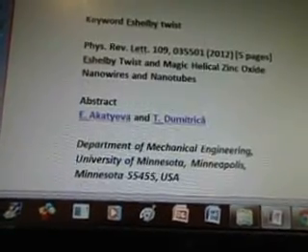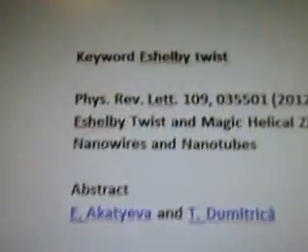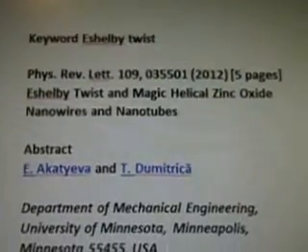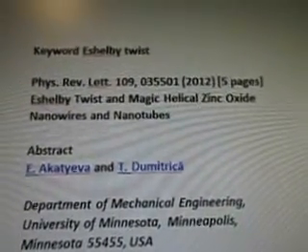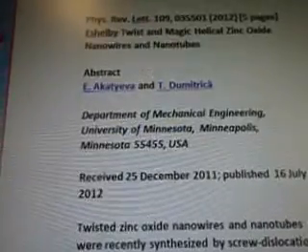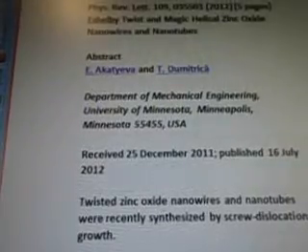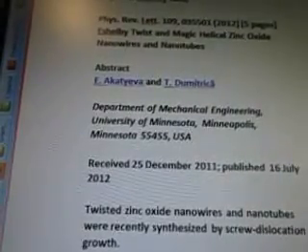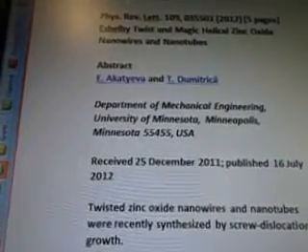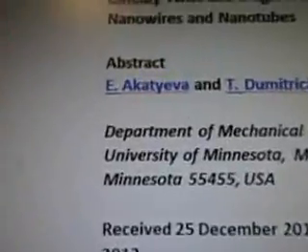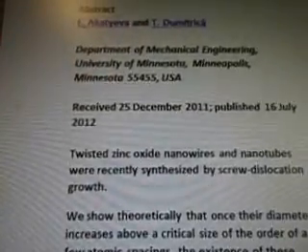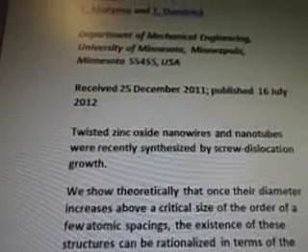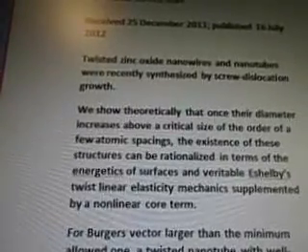Keyword is Eshelby twist. So I found this: Eshelby twisted magic helical zinc oxide nanowires and nanotubes. From 2012. Brand new. Abstract. Actually, well, that's brand new for me because some of the stuff I get is from the 17th century, so anything that's newer is cool. Abstract, E. Actavia and Demetria, Minneapolis, USA. Oh, December 2011, July 2012.